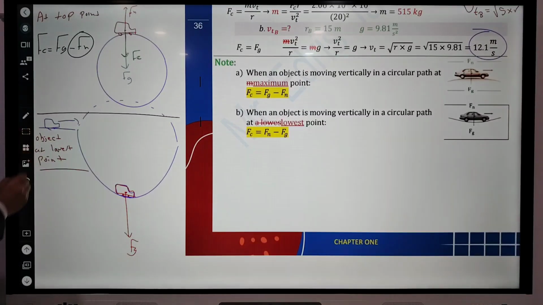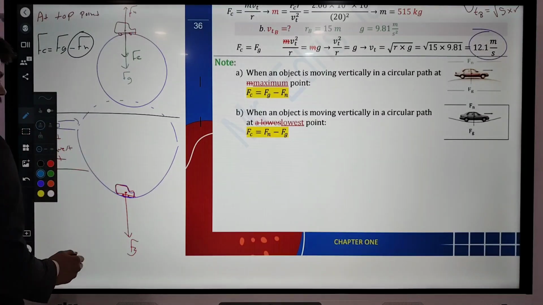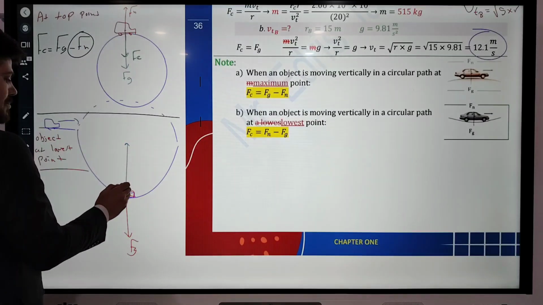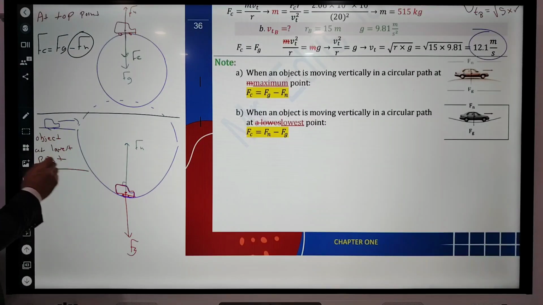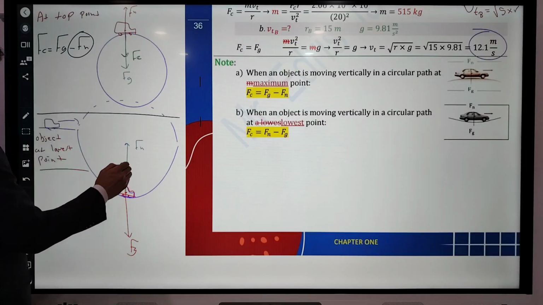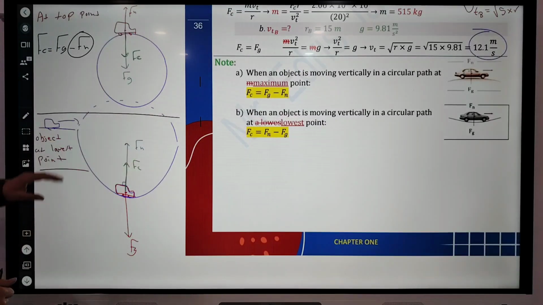The gravitational force is directed downward. The normal force is always perpendicular to the surface. This is the normal force. The centripetal force is always directed toward the center, the same direction as Fc. What is the difference between these two cases?